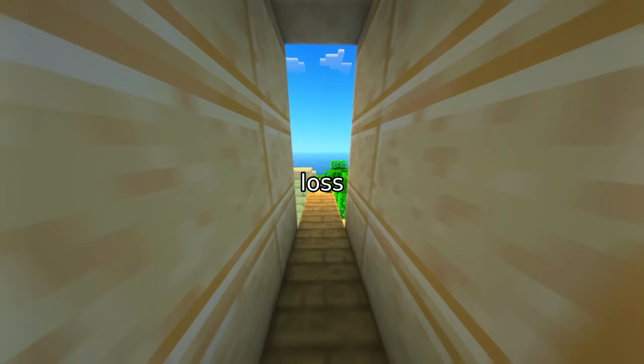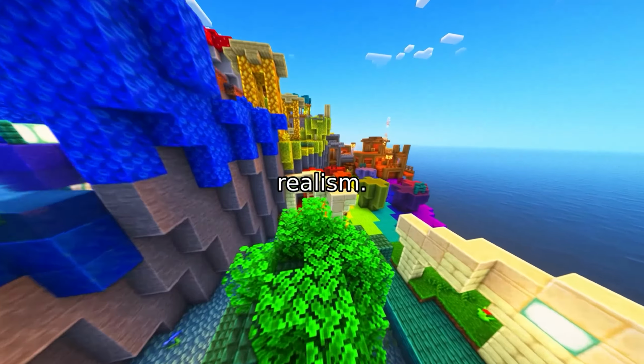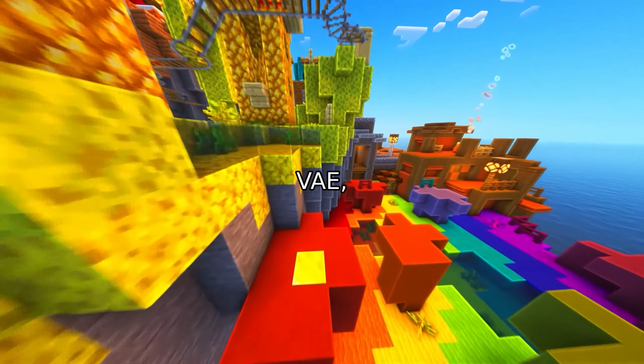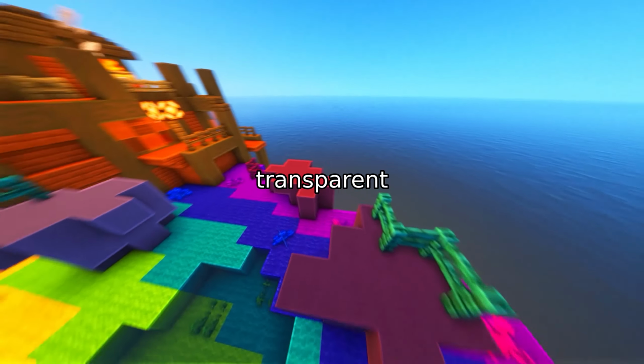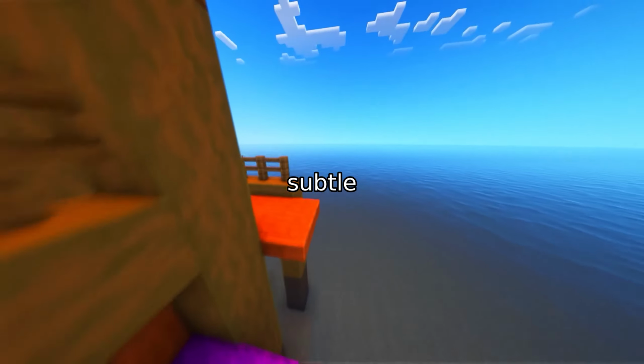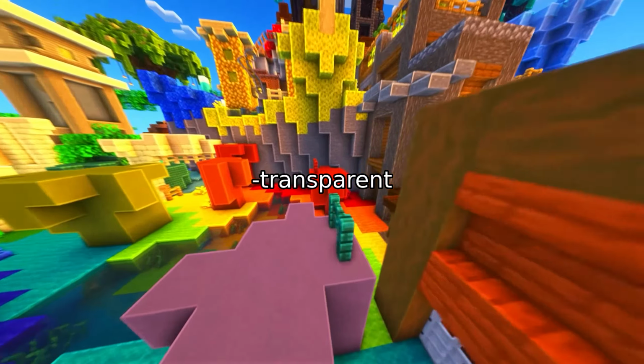4. GAN loss integrates a discriminator network to enforce realism. The generator, AlphaVAE, must fool the discriminator into believing its transparent outputs are real, pushing it to capture subtle effects like light scattering through semi-transparent materials.